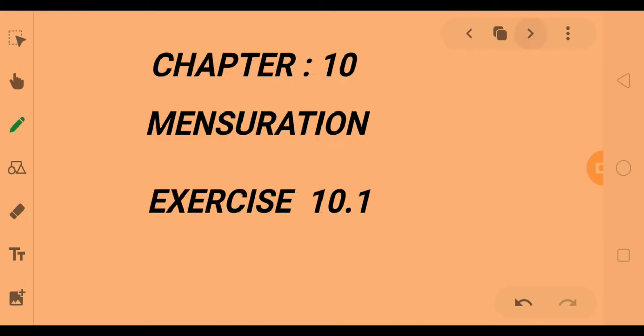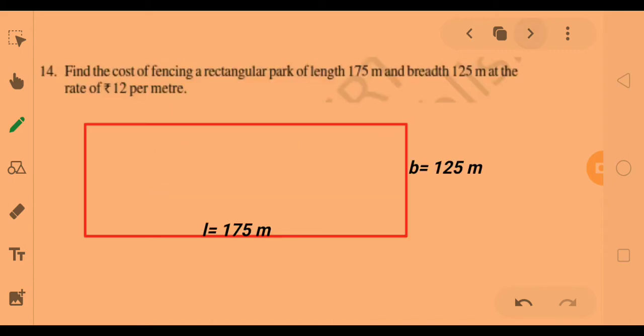In today's session, we shall discuss the exercise 10.1, the remaining problems. So, the 14th problem, we'll start with the 14th question. Find the cost of fencing a rectangular park of length 175 meter and breadth 125 meter at the rate of 12 rupees per meter. So here the park is to be fenced. So fencing is connected with the perimeter of the shape. So we have to calculate the perimeter of this shape first. So we will find the perimeter.